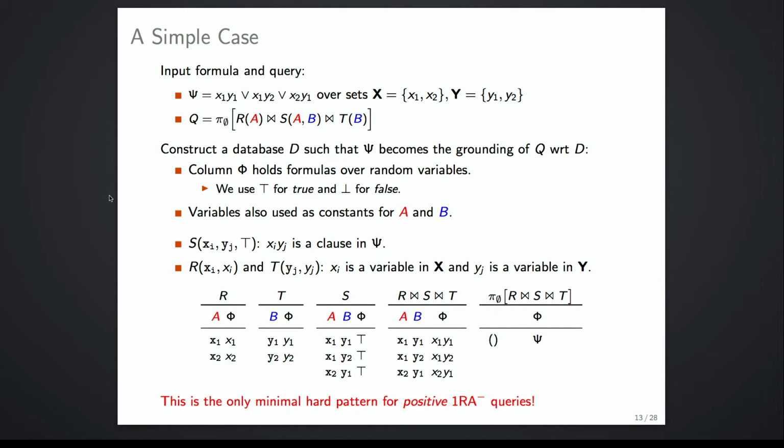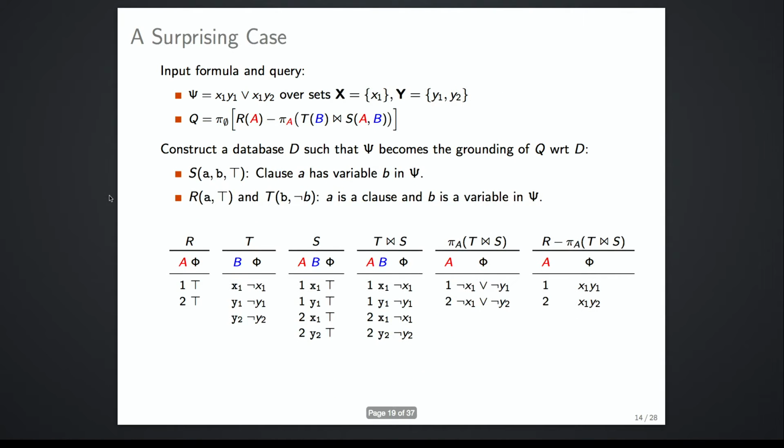Well, in case of negation, things get a bit different. So this is a surprising case. I consider this query, which joins T and S, right? And then takes R minus this result, where I throw away the B, so I only project on A. It's like I have the exists B in here. So I take R minus this.